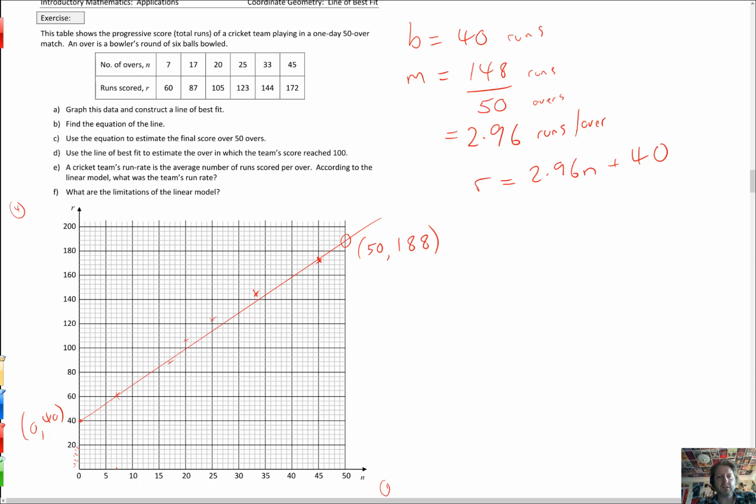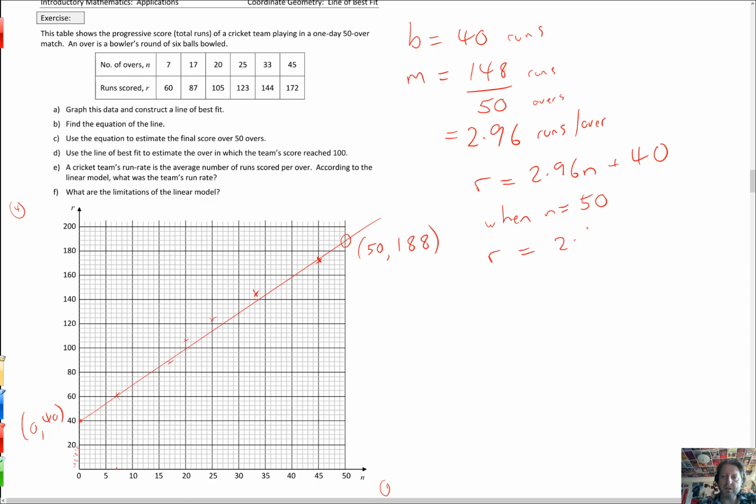Use this equation to estimate the final score after 50 overs. Well, n is the number of overs. In other words, when n equals 50, I can see the final score. It's going to give me 188 because I actually used that point. But let's just play with the formula. I'll show that it's true.